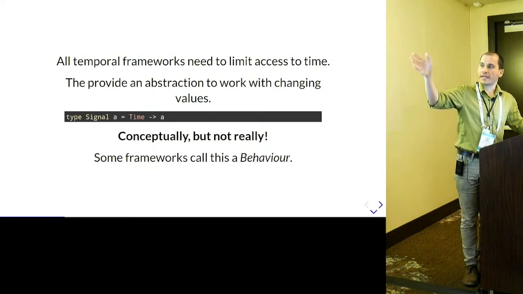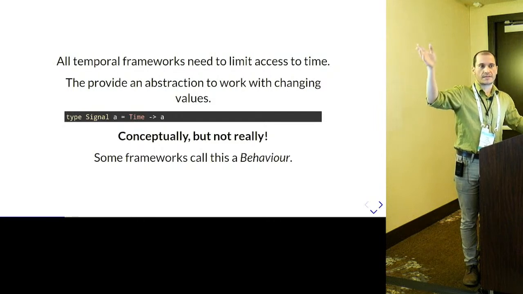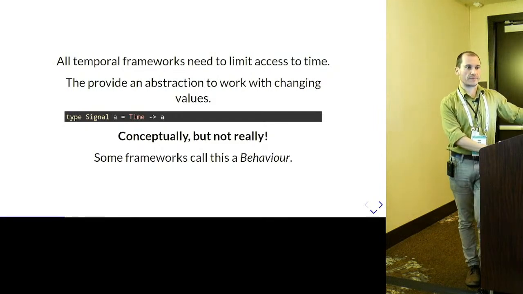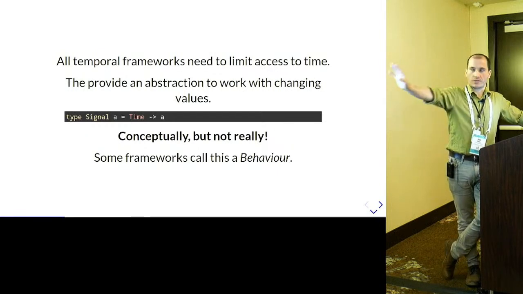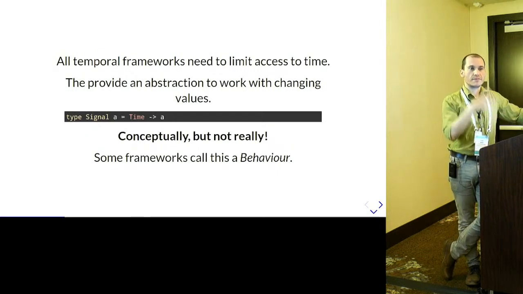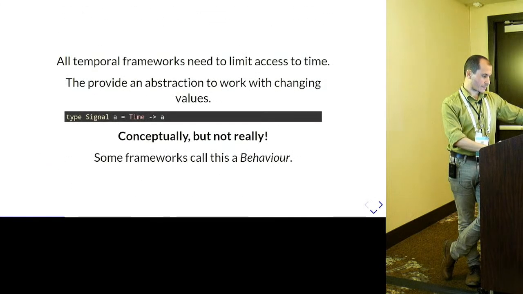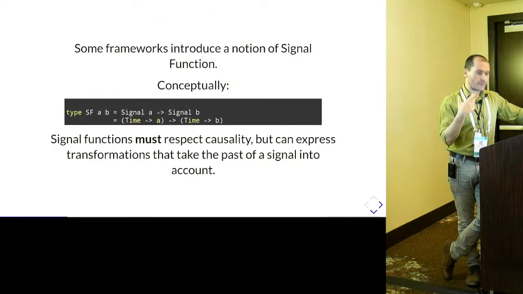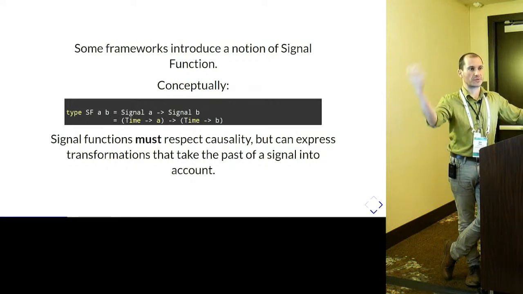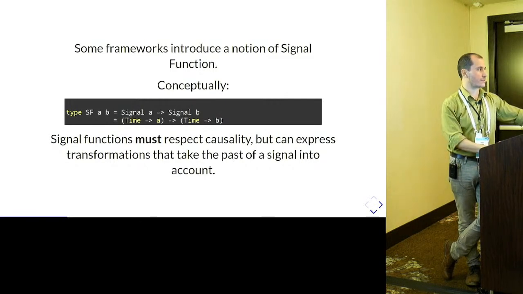And in FRP, the main temporal abstraction is called a signal or a behavior. And conceptually, it's what you saw earlier, a function of time, but there are additional constraints. In the framework that we're going to use, instead of writing systems in terms of signals, we're going to use something called signal functions. The idea behind the signal function is that if we get the input signals we have available, for example, the mouse position and so on, we can define a picture based on the input signals like the mouse position.